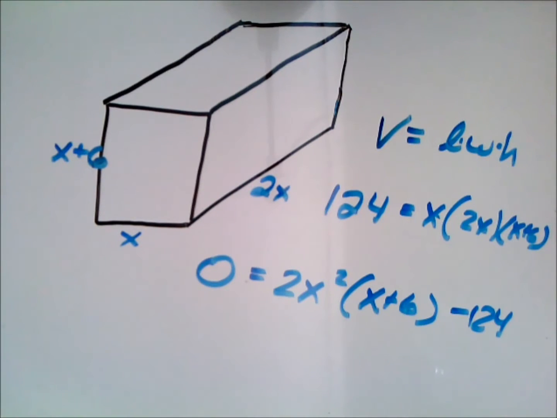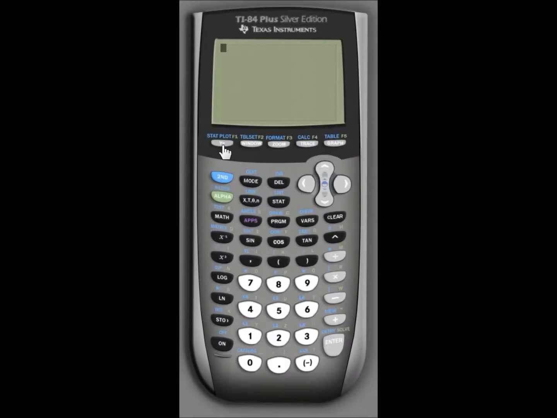So then we'll go to our calculator and we'll type in this equation and find the 0 of it since we have it set equal to 0. So now we're trying to find where this whole thing is equal to 0. So first up, let's type in our whole equation. So 2x squared times x plus 6. And then all of that was minus 124 because we tried to get it set equal to 0.